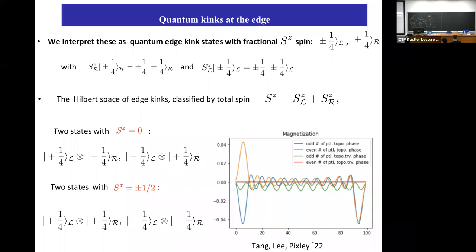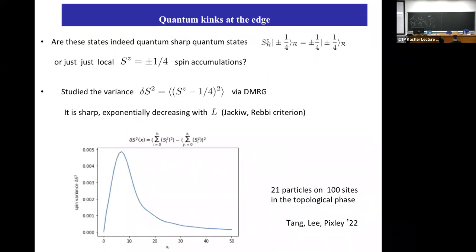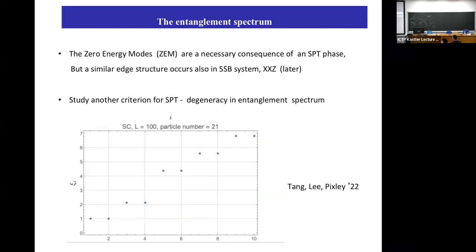So this is a DMRG calculation which verifies that we have here a spin density localized at the edges and fits very well with the quantum calculation. But we have to ask whether these are indeed sharp quantum objects and there are corresponding quantum operators with eigenvalues, or only spin accumulations at the edges. The typical way of doing it is to study the variance, namely whether (Sz minus a quarter) squared, which can be calculated via DMRG, is sharp and goes to zero as L goes to infinity, which was carried out by our group, and indeed it satisfies this criterion. So we can argue that these are indeed quantum sharp objects at the edges.